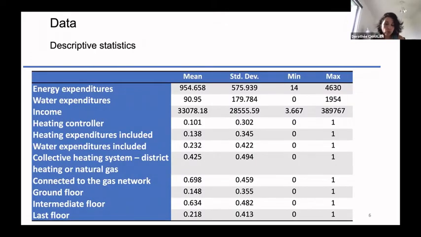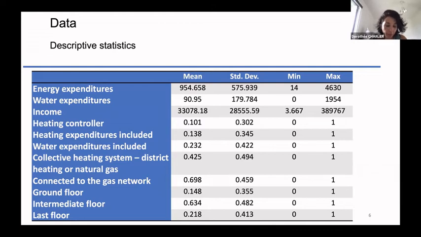So to give you some statistics about this database, we have in France an average energy expenditure of around 955 euros. But this average can be very different according to the type of dwelling, and more specifically according to its energy efficiency, because the standard deviation is quite important.